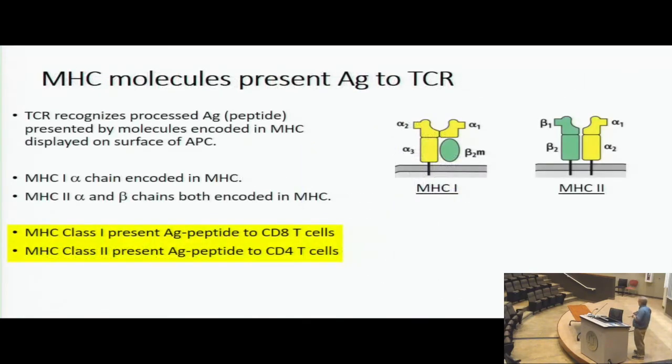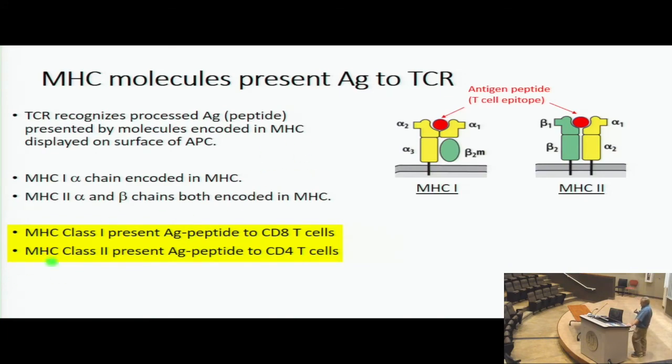So the real function of these MHC molecules, despite the fact that they also have a big role in graft rejection, the main function is to present antigens to T cells. So there are two MHC molecules, like I said. MHC1 has an alpha chain, which is encoded in the MHC. Then it has this other chain called beta-2 microglobulin, which is encoded somewhere else. The MHC2 molecules have two equally sized chains called an alpha chain and a beta chain. Okay, and they're both encoded in the MHC. So there's a bit of a difference there: the alpha chain is encoded in the MHC for class 1, whereas both alpha and beta chains for class 2. So the function, obviously, as I mentioned, is to present antigenic peptides to T cell receptors.